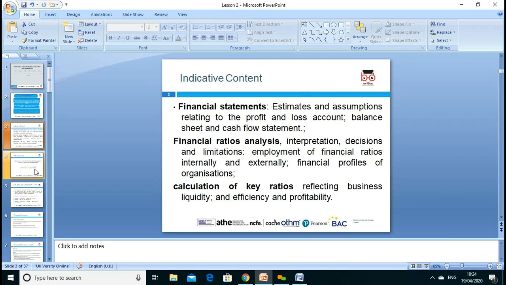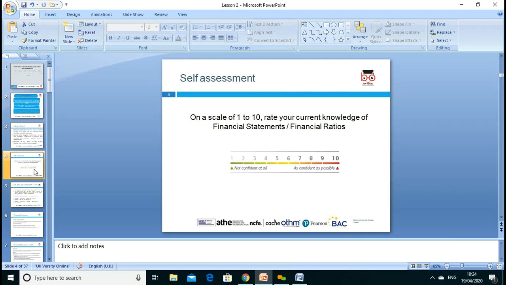So that's our induction content, which I also mentioned in the unit contents. Please reflect on yourself and rate yourself on where you are up to now in terms of your current knowledge about financial statements and financial ratios.